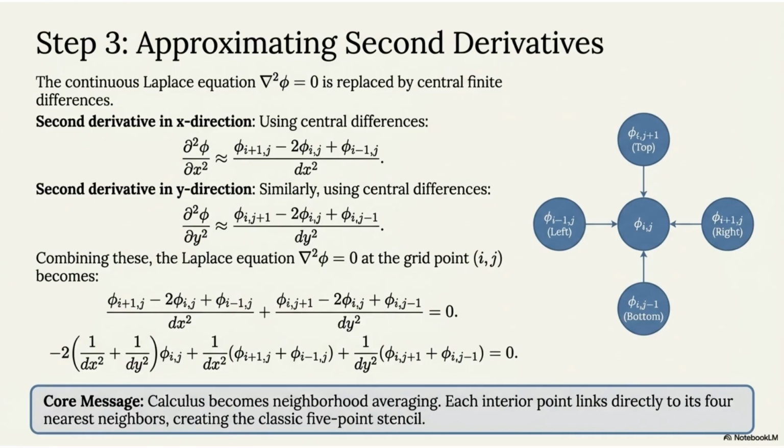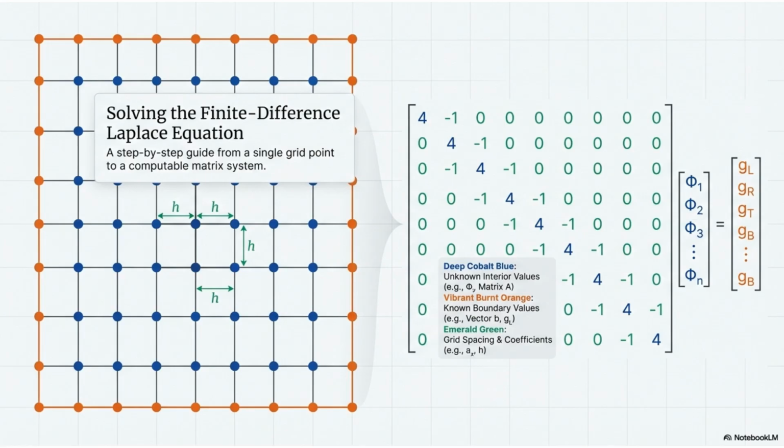Step 3 involves approximating the second derivatives. We replace the continuous Laplace equation with central finite differences in both the x and y directions. Combining them results in the 5-point stencil, where each interior point links to its 4 nearest neighbors. This diagram illustrates how a single grid point translates into a row in the matrix system. The interior points form the matrix A in deep cobalt blue, and boundary values become part of the right-hand side vector B in vibrant burnt orange.